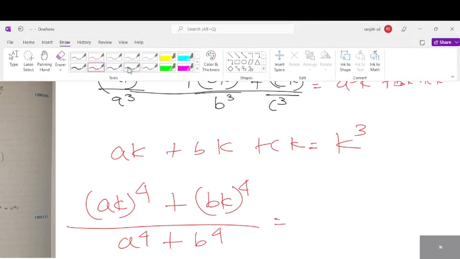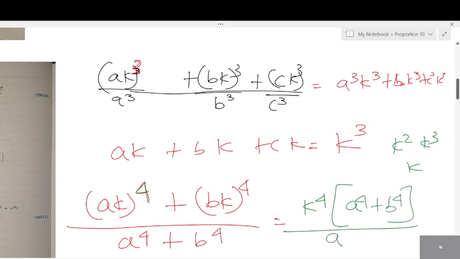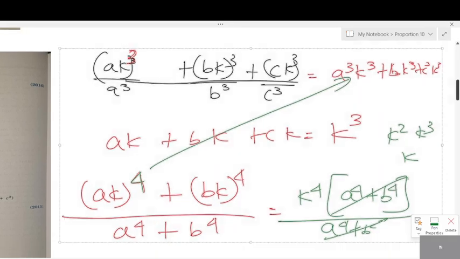Fine. And they'll give you 3 options: k square, k cube, k. What's the answer for this? What is common? The degree is 4. What is common? K to the power of 4. In the bracket you will get a4 plus b4. In the denominator you have a4 plus b4. Everything is easy except this one part. You all should know this part. Instead of wasting time opening the bracket and checking, you'll get the same answer. K cube is the value.